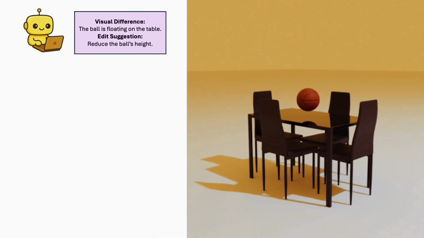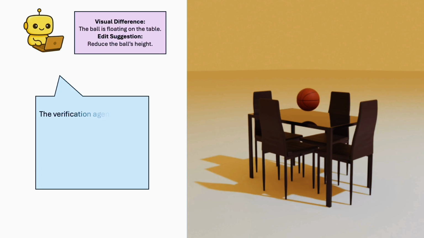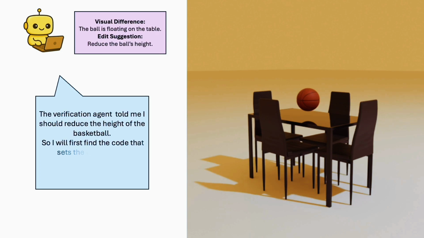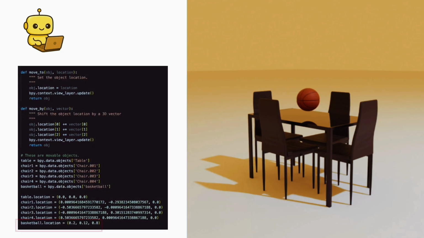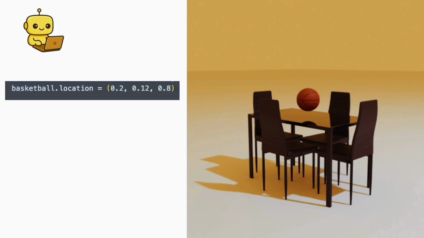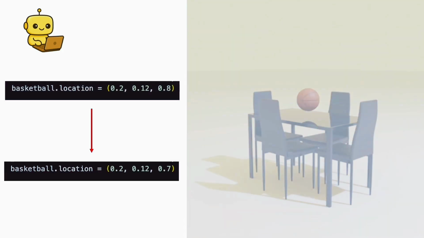Switching to the generator role, the agent read the feedback from memory and reduced the height of the basketball. It then proceeded with the next action. First, finding the code responsible for the basketball's coordinates, and then reducing its vertical height. After the generator edited the code, the current scene changed accordingly.